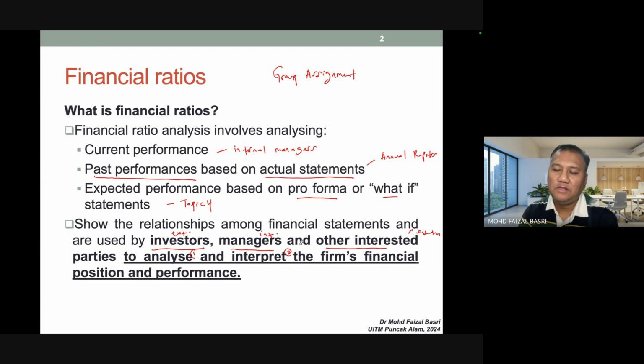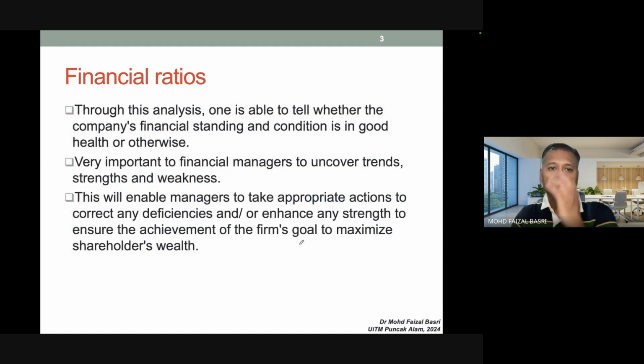ratio. Remember, we have 23 types of ratios. Each and every ratio has its own explanation, right? And in these notes or slides that I share, for each and every type of ratio, there is an explanation at the bottom of the formula. Through this analysis, one is able to tell whether the company's financial standing is in good condition or not. So it's really important for the users, as I mentioned earlier, because the ratio will indicate some element of performance.